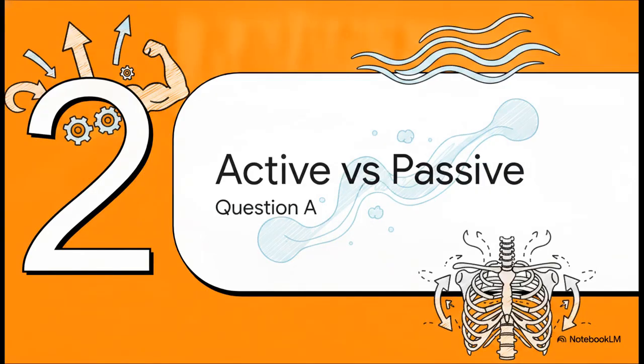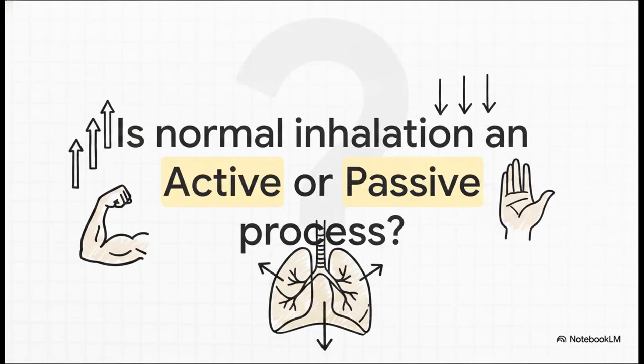Moving on to part 2. Dealing with a crucial question from our worksheet. Is this an active or passive process? So, based on those kinetic pathways we just saw, is normal inhalation an active process or a passive one? I mean, think about the physical effort involved here. Something has to pull that air in, and something is physically pushing that anatomical floor downward. What do you think that requires?